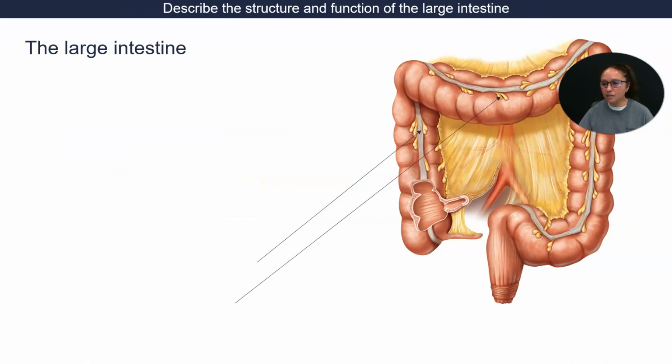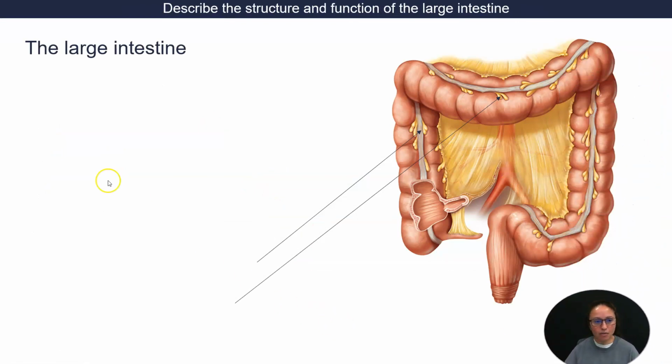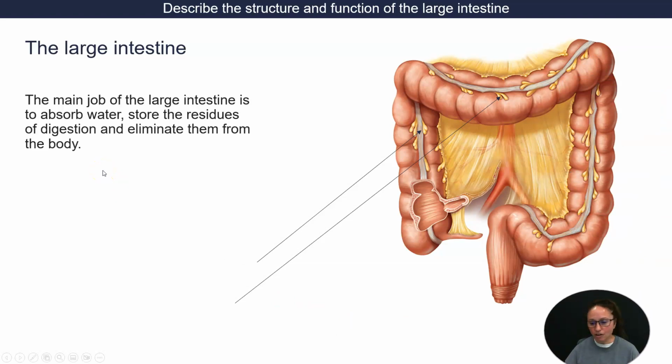All right, let me move myself out of the way. Let's talk about the large intestine. The large intestine's main job is to absorb some water, store what we're not using and haven't broken down, and then get rid of that stuff.